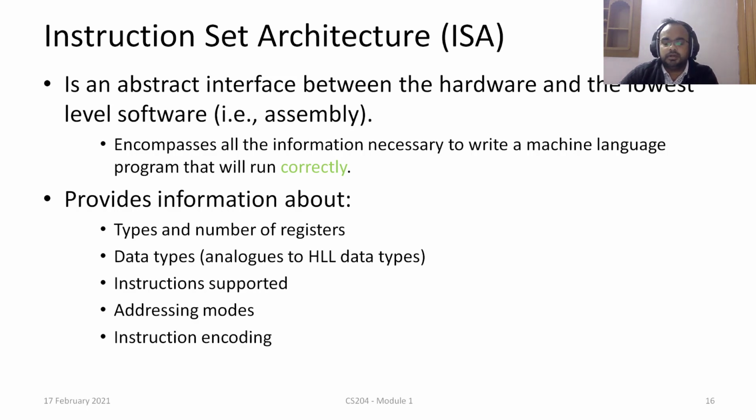Another important aspect that is given by the ISA is instruction encoding. This information will be used by the assembler to convert an assembly instruction to a machine instruction. So we are going to see all these aspects in this module, considering one particular ISA, which is RISC-V.